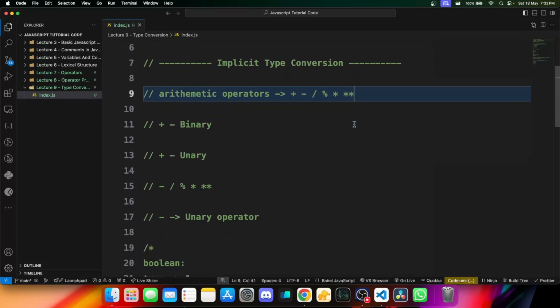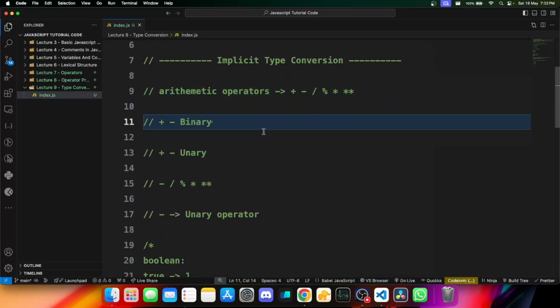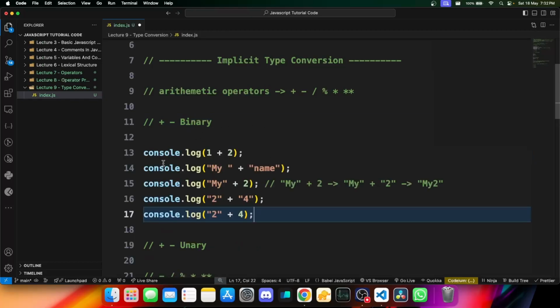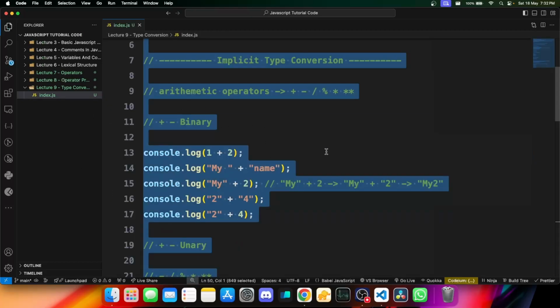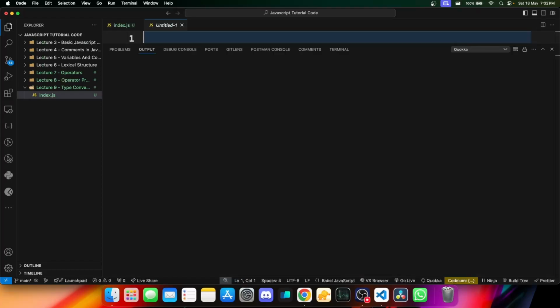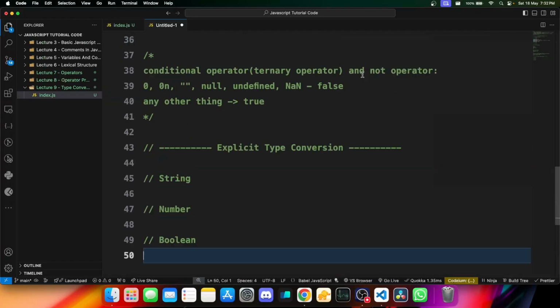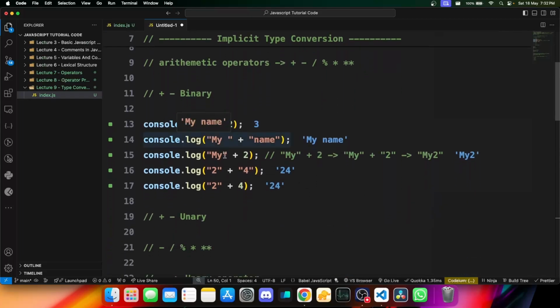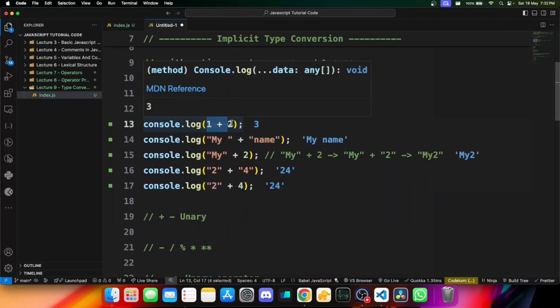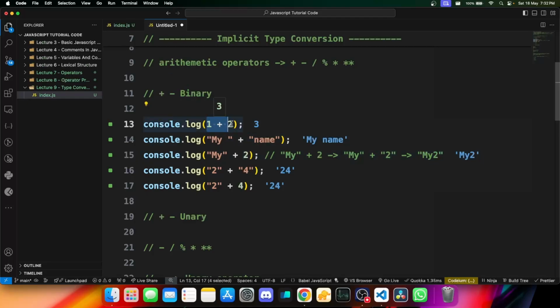Let's first talk about binary plus. I have these examples here, which I've directly copied. Let me take it over here. If you see this, the answer for 1 plus 2 is 3, which makes a lot of sense because you're passing both of these values as numbers, so it just adds them. In the second example, you pass both operands as strings, so it concatenated them instead of adding.